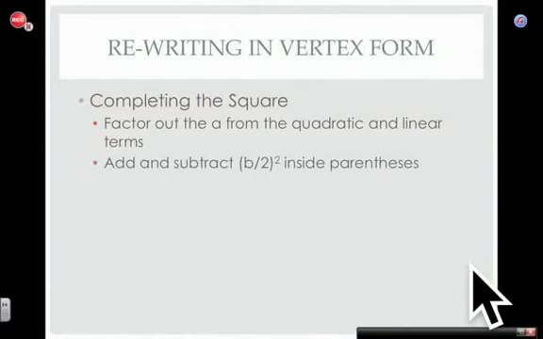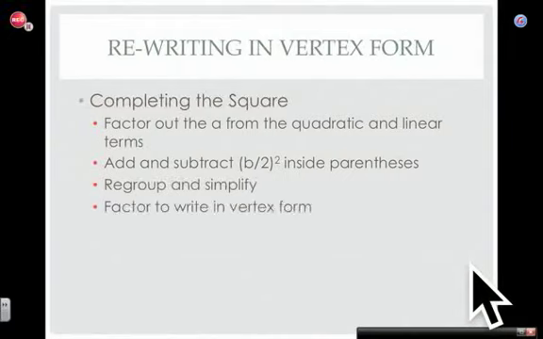Then inside the parentheses, if there is one, when you factored, you're going to add and subtract b over 2 squared. It's a very important number for you to know. Then you're going to do a little regrouping, and you're going to simplify, and then you're going to factor the quadratic in order to write it in vertex form. So we're going to go ahead and try probably 2 of them, hopefully. One with an a and one without an a.